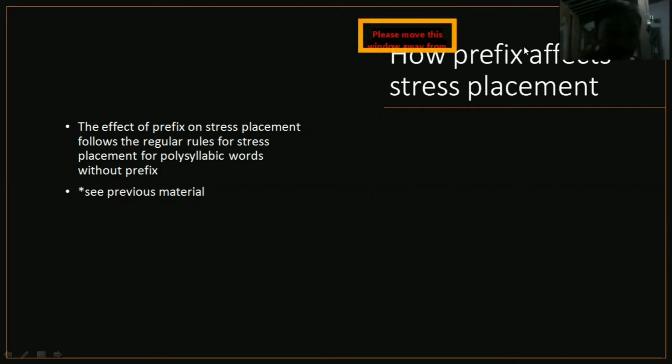The effect of prefixes on stress placement follows the regular rules for stress placement for polysyllabic words without prefixes. Stress in words with prefixes is governed by the same rules as those for words without prefixes. That is because the effects of prefixes on stress do not have the comparative regularity, independence, and predictability of suffixes, and there is no prefix of one or two syllables that always carries primary stress.